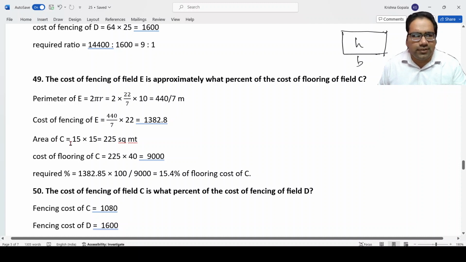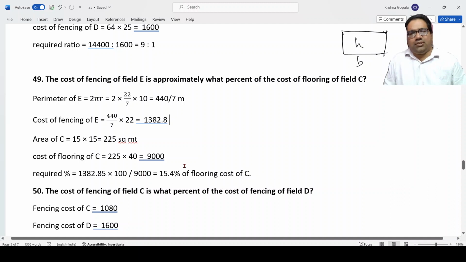Similarly, area of C, which is a square, 15 into 15, which is 225. And cost of flooring, 225 into 40, which is actually 9,000. Right? 4 into 200 is 800 and 4 into 25 is 100, which is 900. So 40 into 225 is 9,000. So this 1382.8 by 9,000. What exactly is this?